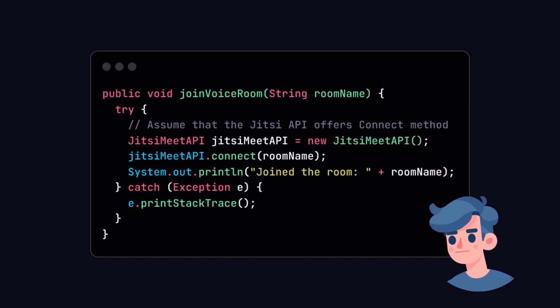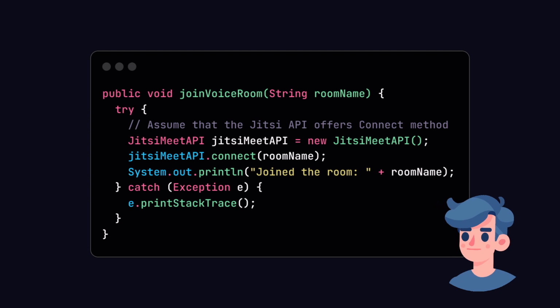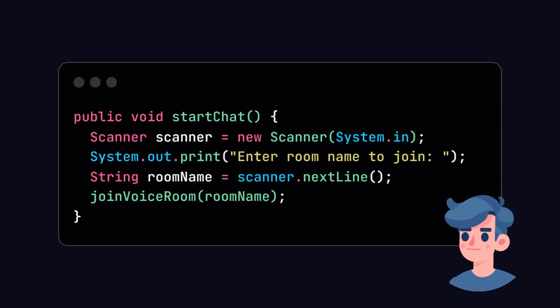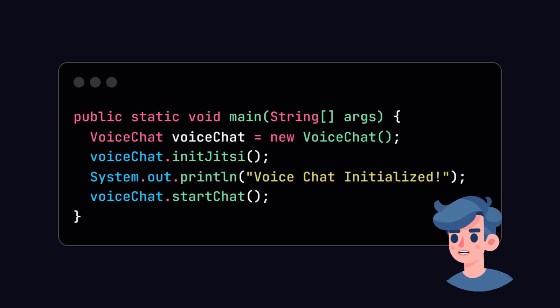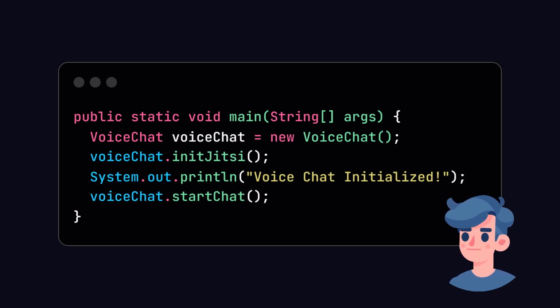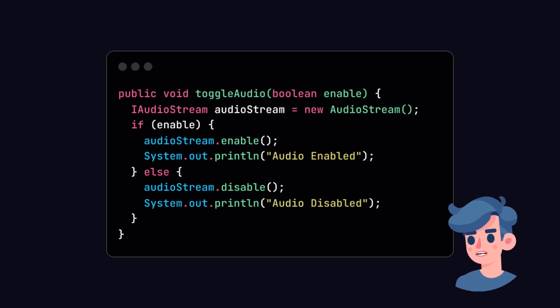Now that we have the Jitsi library initialized, let's create a method to join a voice chat room. This can be done using the method joinVoiceRoom(String roomName). Here's how you can implement it. In the next step, we'll create a user interface to allow players to join a voice chat. For simplicity, we will use standard input and output commands in the console as our method of interaction. We can now call the startChat method in our main method to allow users to join rooms when they execute the program.